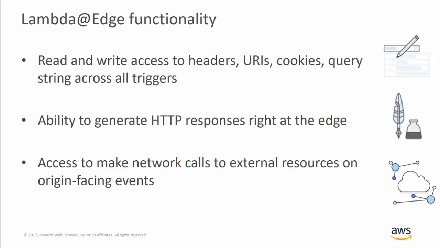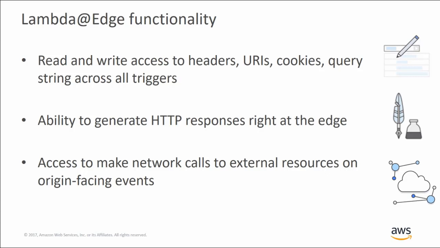Lambda at the edge functions that you write give you full access to the headers, the URIs, cookies, and query strings, essentially all the request and response properties. And these are available across all the 4 trigger points we discussed earlier. Lambda at the edge is unique in its capability to generate a complete HTTP response directly at the edge, meaning that you do not have to make a call to the origin. You can generate a full HTTP response body directly from the edge location. And we'll talk more about it in a bit.